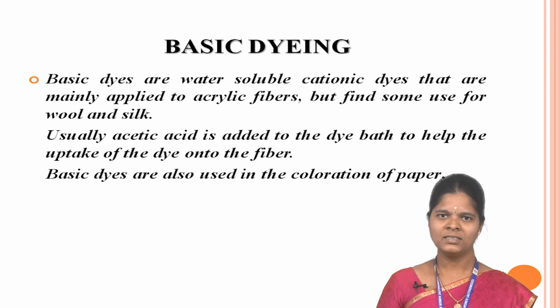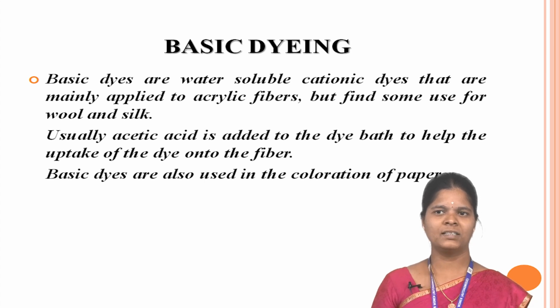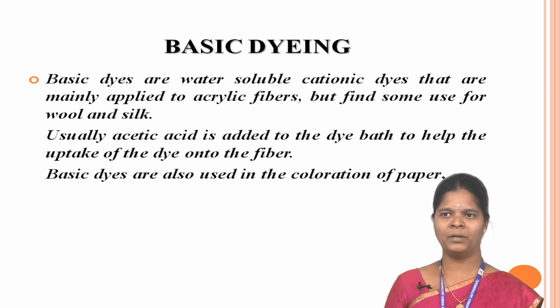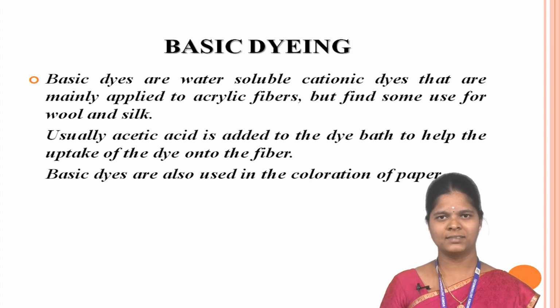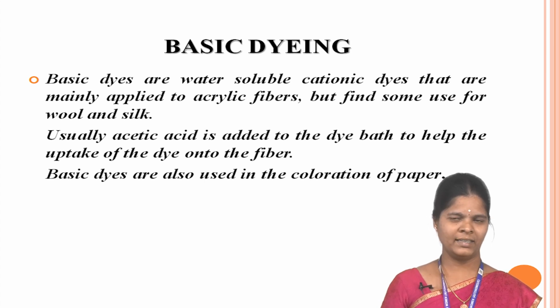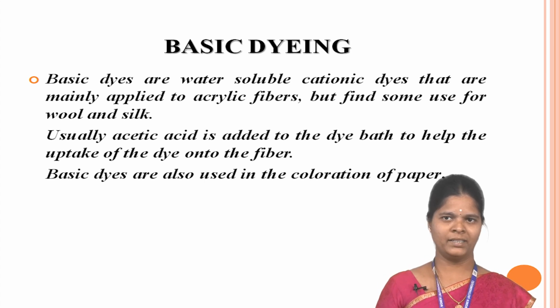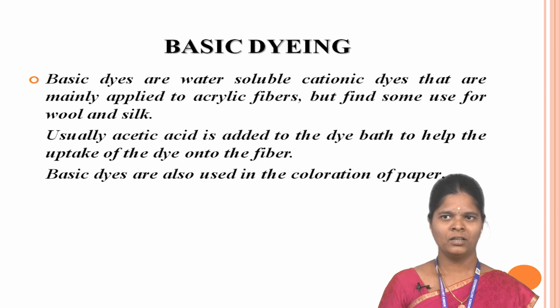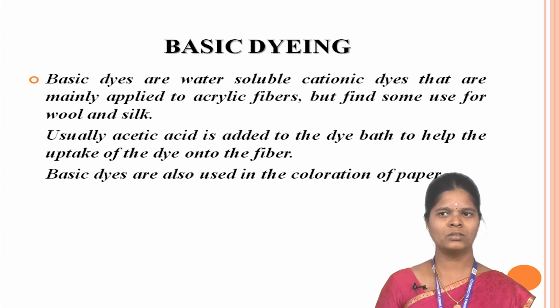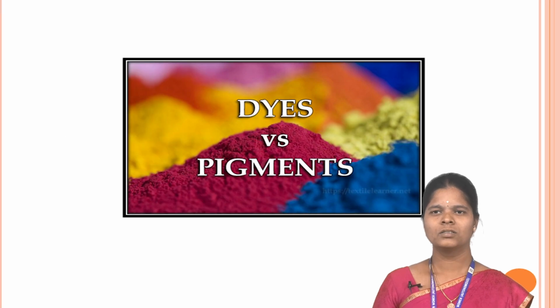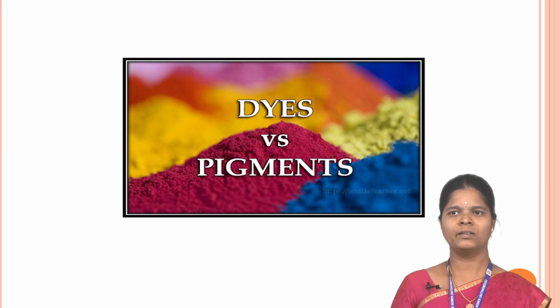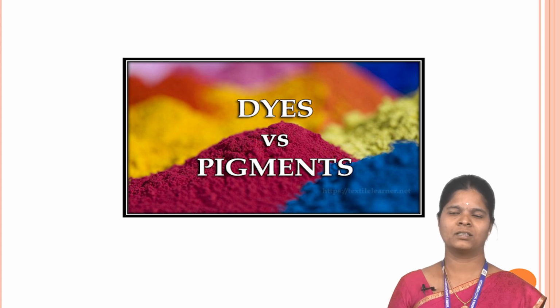So next, what is basic dyeing? The basic dyes are water soluble cationic dyes that are mainly applied to acrylic fibers but find some use on wool and silk. Usually acetic acid is added to the dye bath to help the uptake of the dye onto the fiber. The basic dyes are also used in the coloration of paper.